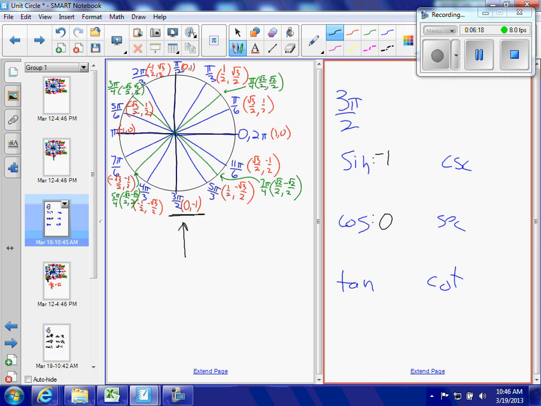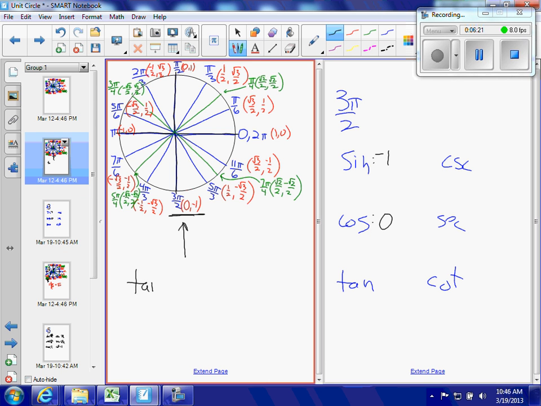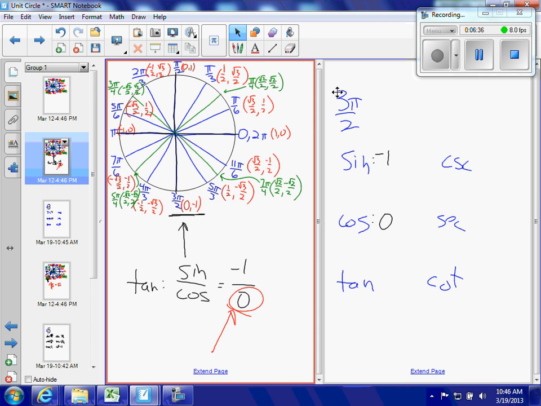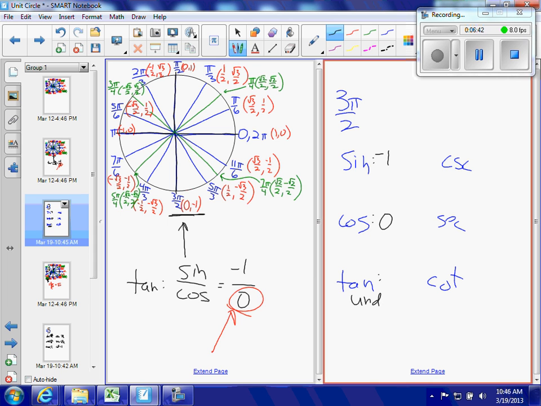What about tangent? Well, tangent is sine over cosine. Negative 1 over 0. That causes a big problem. Not really a big problem. We're just going to say the tangent is undefined because we cannot have 0 as a denominator. And as you'll see when we graph these, at that point there, 3 pi over 2, we're going to have an asymptote in the graph.